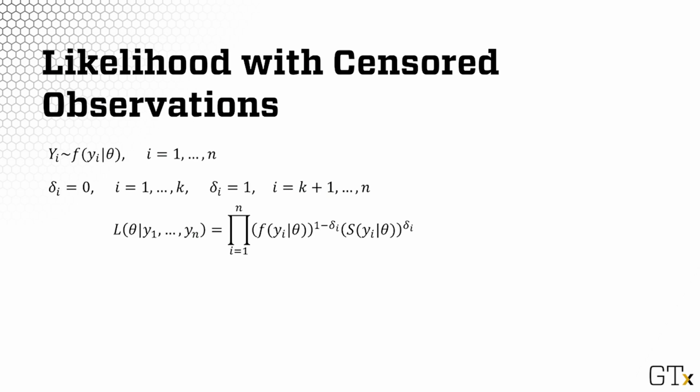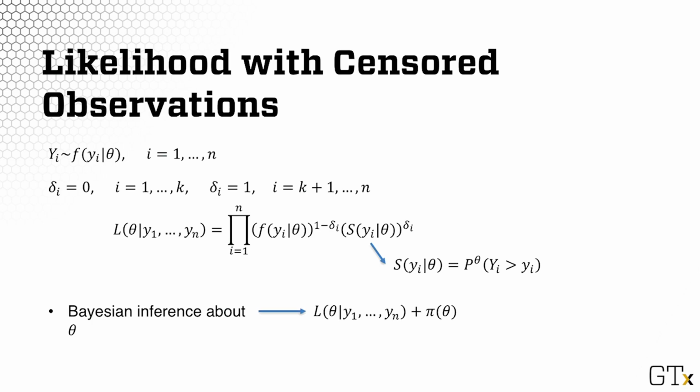How about censored data? Well, you put s of yi given theta raised to delta i. That is different than 1 only for deltas which are equal to 1. This likelihood is s of yi given theta, which is essentially saying that Yi is bigger than small yi. So you did not observe it, but you know that this observation Yi is bigger than small yi. Then how to proceed with Bayesian inference about theta? You get this likelihood, you get your prior, then you make traditional or just normal inference.